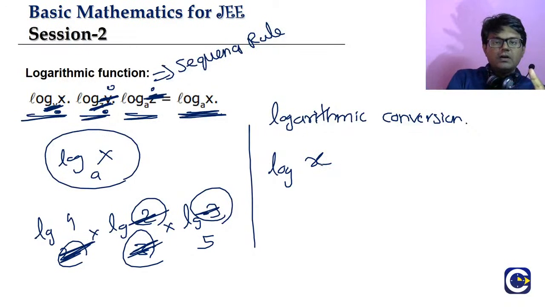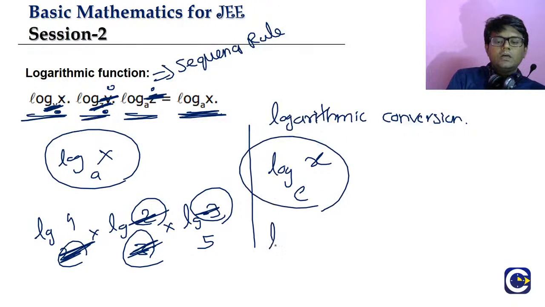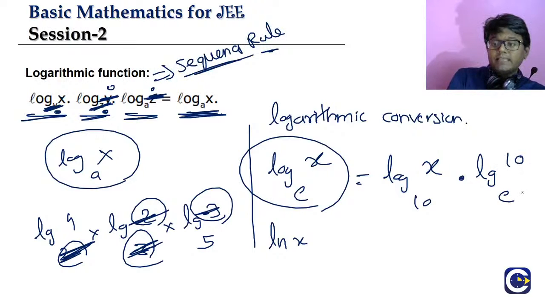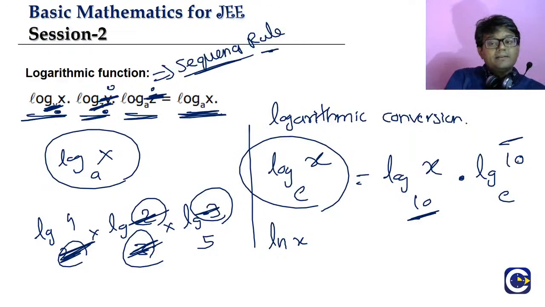Like say for example, we have a log of a number x to the base e. This is what is our ln x, natural logarithm. By using this sequence rule, see how I am going to write it. Observe this carefully. I will write it as log x to the base 10 into log 10 to the base e. Can I write it? Look at it. 10 is coming in the base, 10 is coming in the argument. When you take them out, what you are going to have? X will be in the argument, e is in the base.